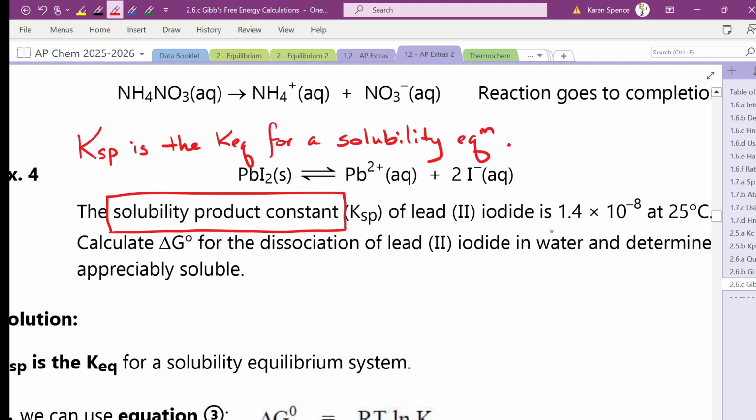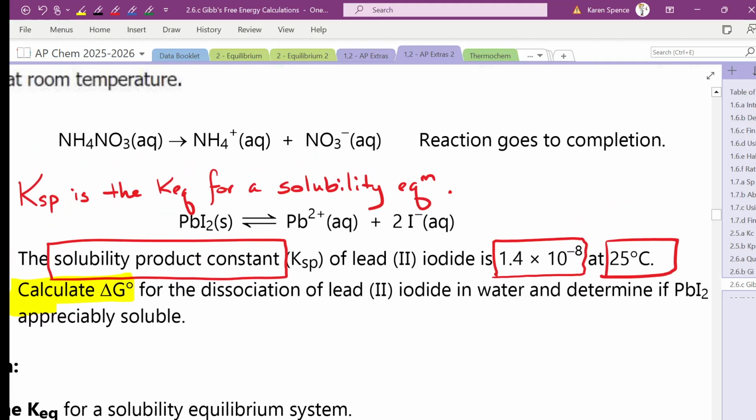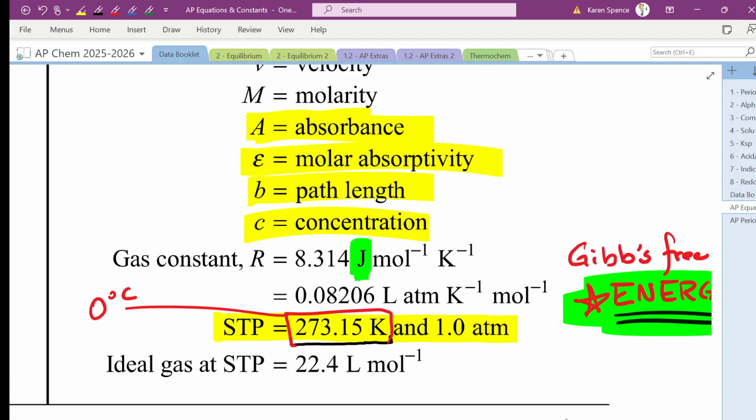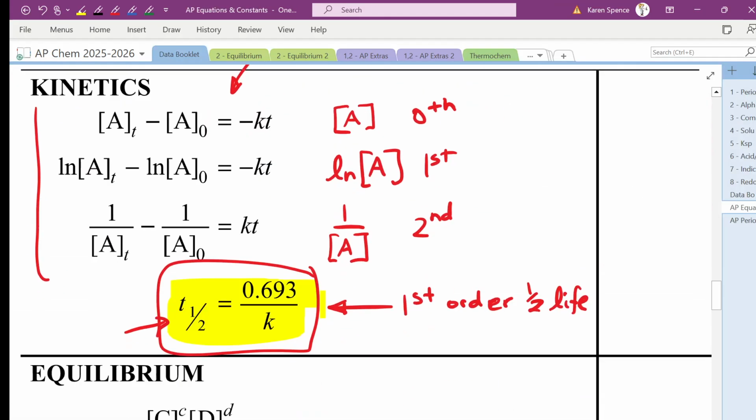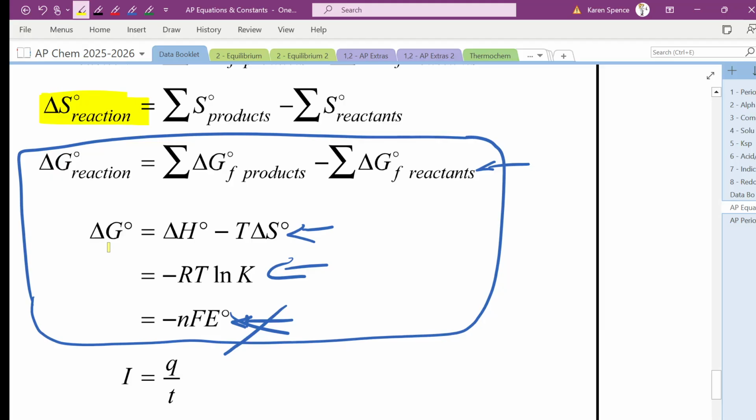And we are told that it is 1.4 times 10 to the 8. And we are told that that is true at 25 degrees Celsius. Calculate delta G to determine if lead iodide is appreciably soluble. So which of our 3 formulas would we use to calculate delta G? We would use number 3. Delta G is equal to negative RT ln K.